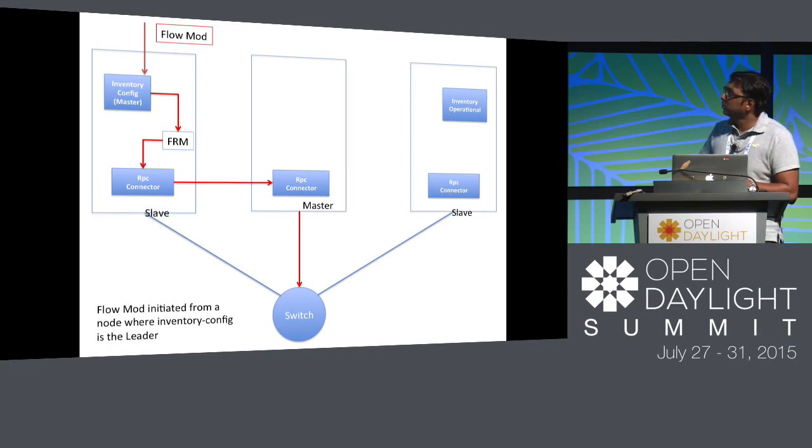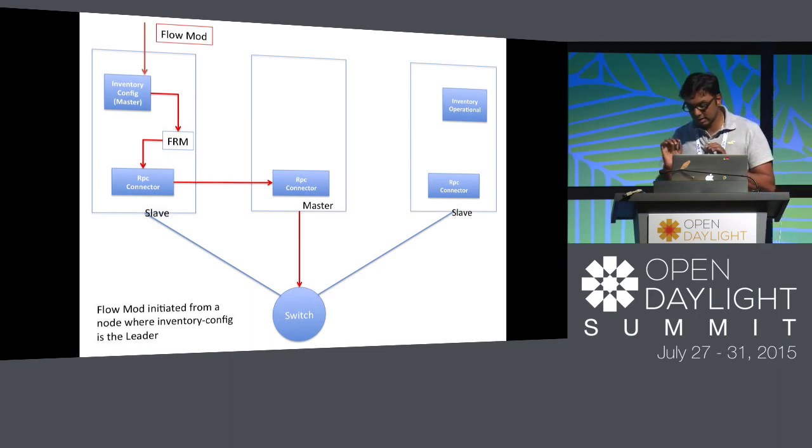Here, I'm trying to convey the multiple hops which might happen between the 3 nodes. So this is a flow mod which has been initiated from a node where the inventory config is littered. This design assumes that there is no granular sharding at this moment in the data store.